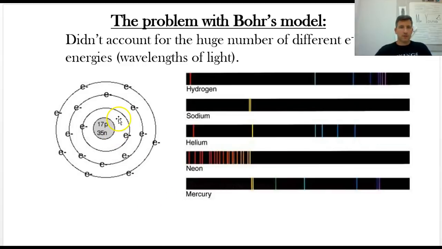There must be more than just the first, second, third, fourth, fifth energy level, and so on, if we're getting all of these dozens and even hundreds of different energies being given off by atoms as their electrons are excited. So there must be more to it. So we can say that the Bohr model simply didn't account for the huge number of different electron energies which correspond to all these different bands of light.